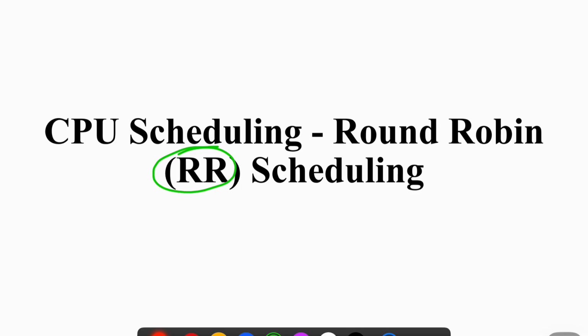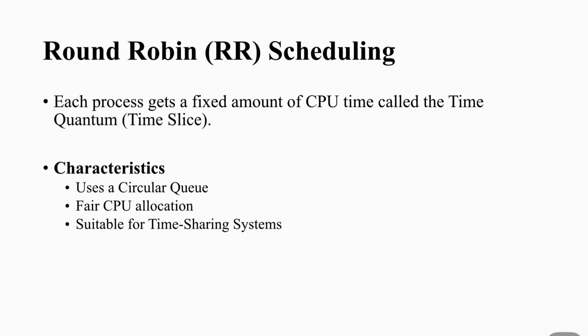Round robin scheduling is one of the most widely used scheduling algorithms in modern operating systems, especially with respect to the time sharing systems that we have. So this is what round robin is about. We'll understand the concept of round robin, everything. Now, simple thing, how exactly round robin works.